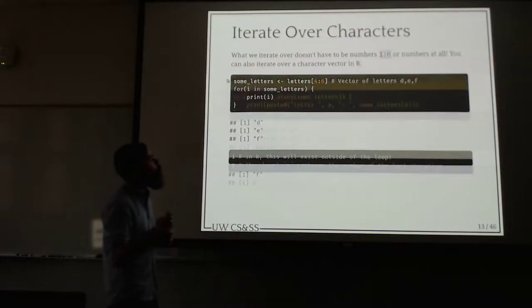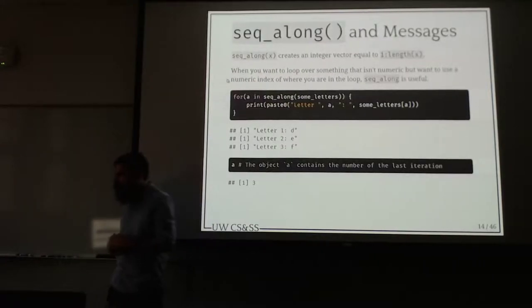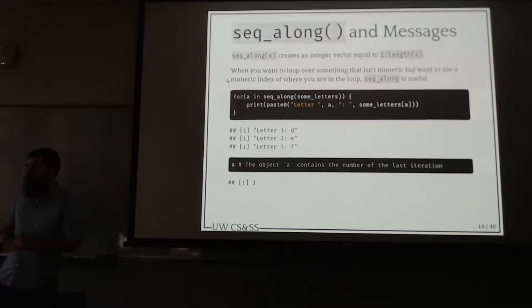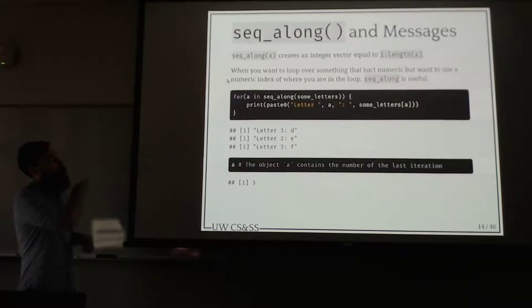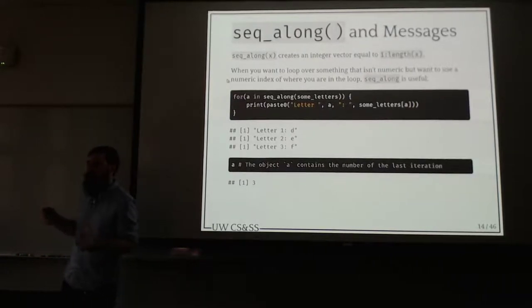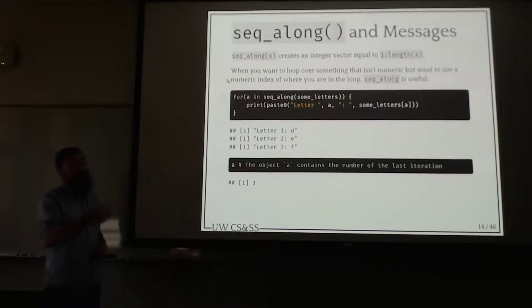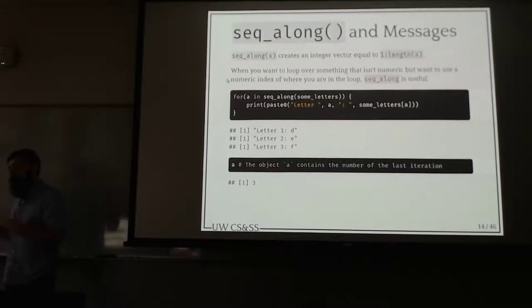Okay. So there's a helpful function in R that saves you from typing 1 to length of something. It's a very common thing that we want to iterate over: starting at 1 and then having all the integers up to whatever number is the length of an object. There's a function in R called seq_along that takes care of this for us.